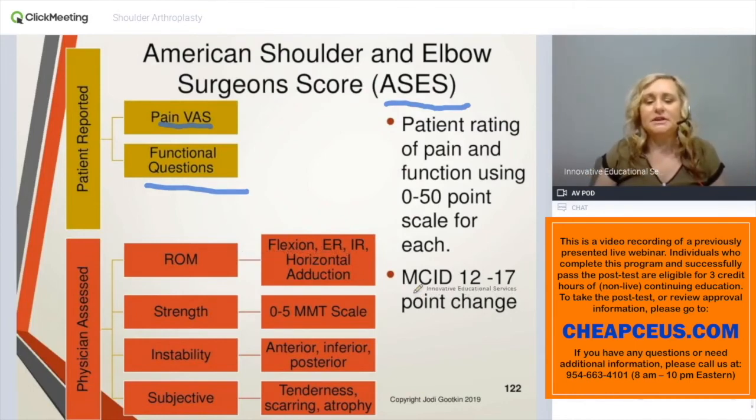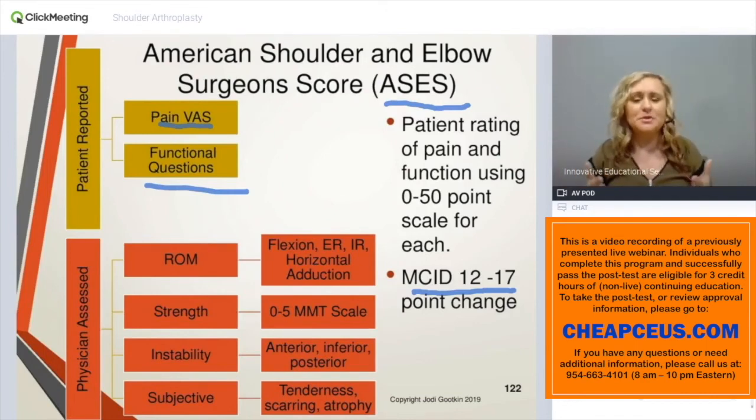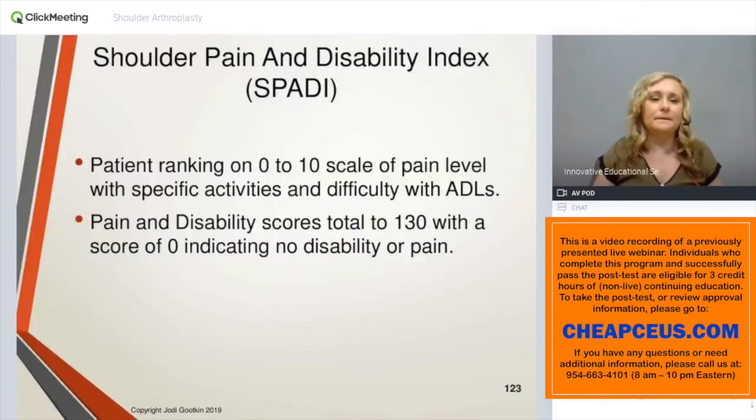Generally speaking, the research said the minimal clinically important difference is somewhere between a 12 and 17 point change to let you know that there actually has been an improvement. But I will tell you, there was a lot of variety in the research as to what's minimally clinically important. So it might be a tool where you kind of have to look at each patient individually.